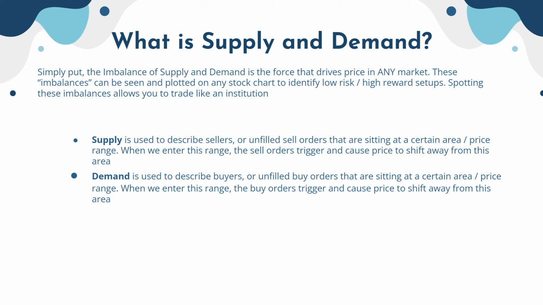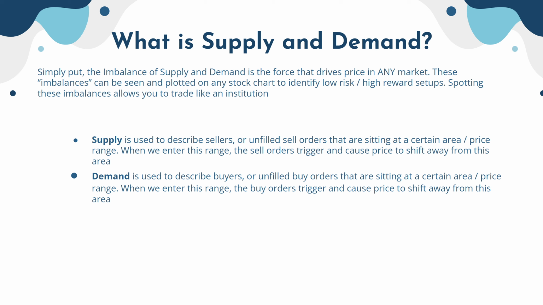Like look at the car market right now, right? There's a lot of demand, but not a lot of supply. So what's happening? The prices are going up, right? And then once we have that equilibrium with supply and demand again, then prices start to come back down. So you have to understand that. But in our market, these imbalances, as we call them, can be seen and they can be plotted on a chart, right? And that's how we identify these super low risk, high reward setups. And these are going to allow you to trade with the institutions.